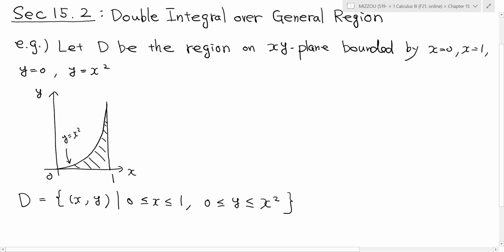And you have to get used to the set notation. So this means the set of all xy such that. Remember this bar means such that. Sometimes they use a colon. Either way is okay. And then you just write down the condition. x is between 0 and 1, and y is between 0 and x squared.